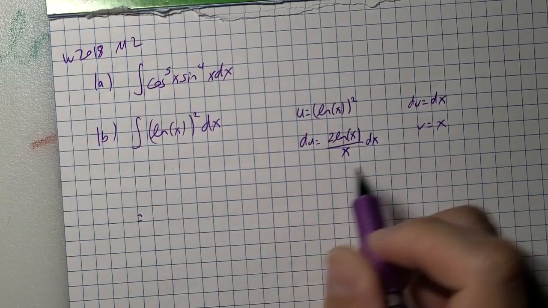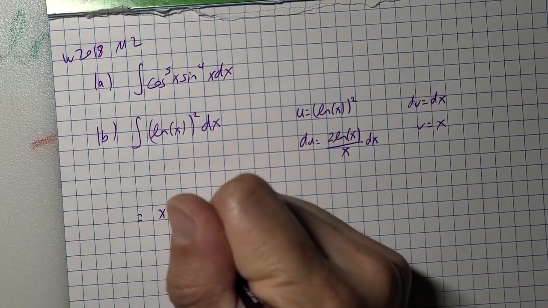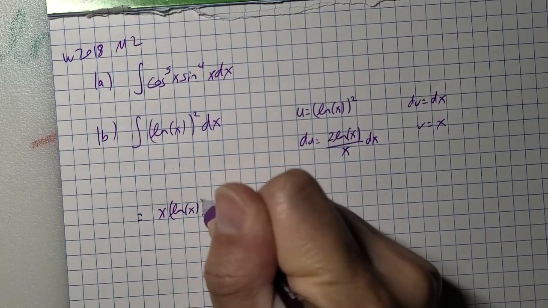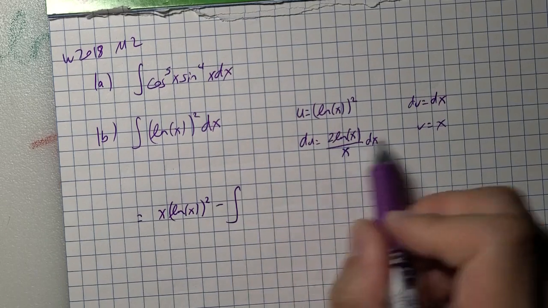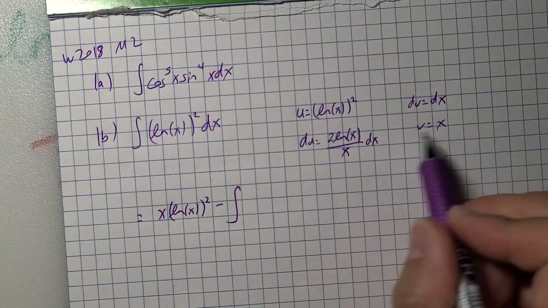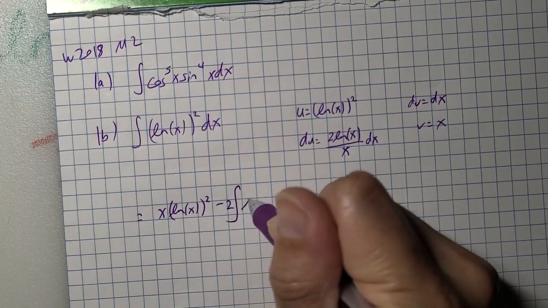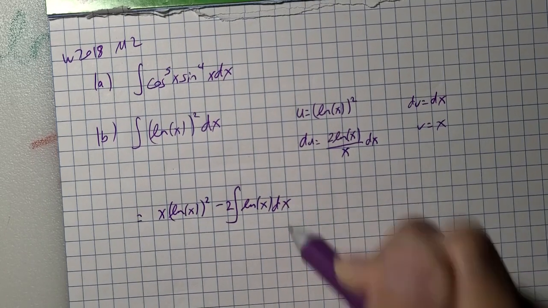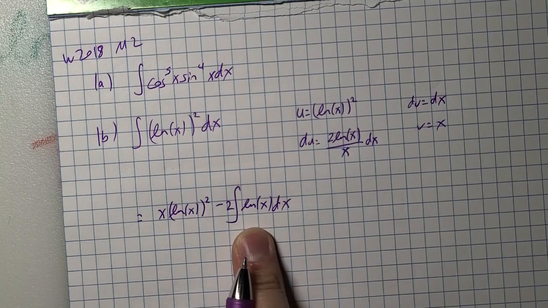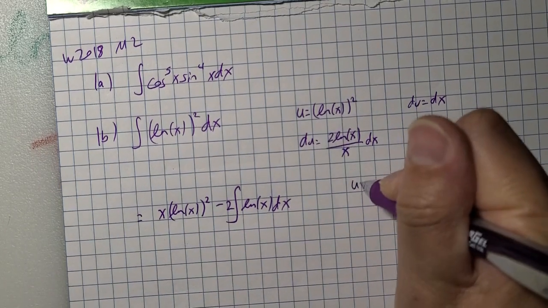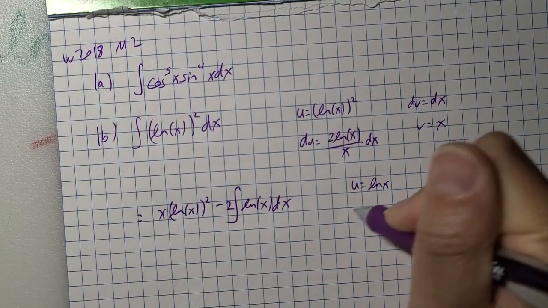Remember, integration by parts is uv minus the integral of v du, so x ln of x quantity squared minus the integral of v du. So that's just, the x's would cancel, the 2 we can move out to the front, 2 times the integral of ln x dx. Okay, this integral we know how to do. That's also integration by parts. So let's do integration by parts one more time.